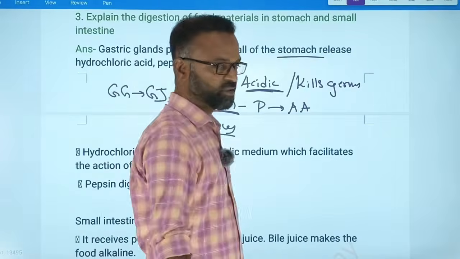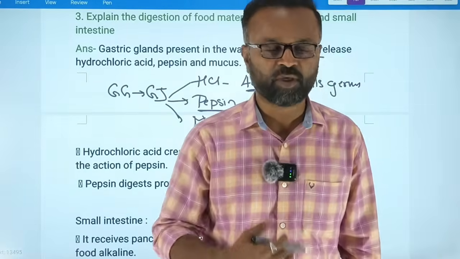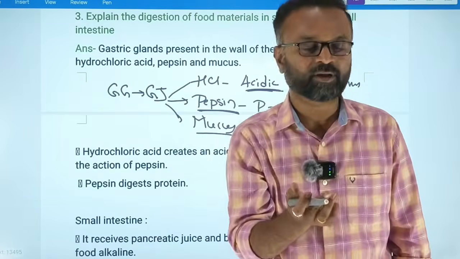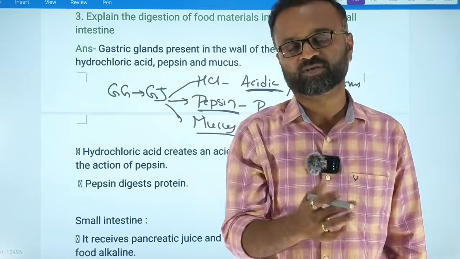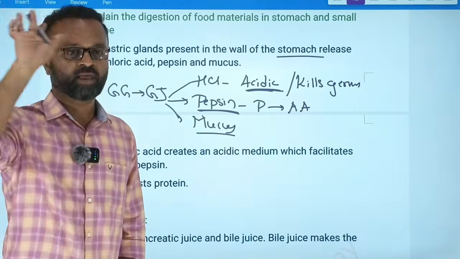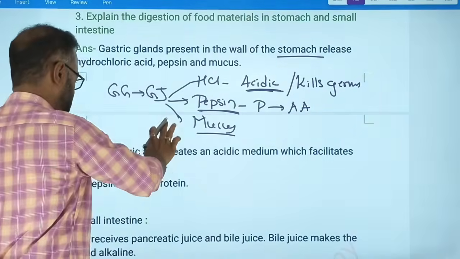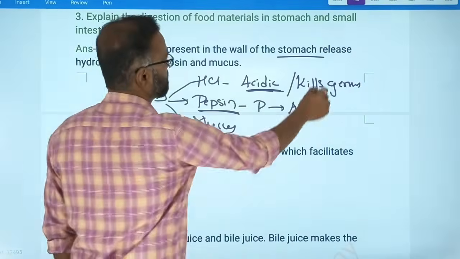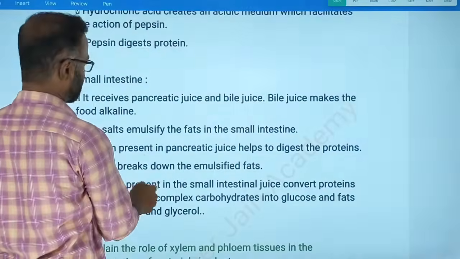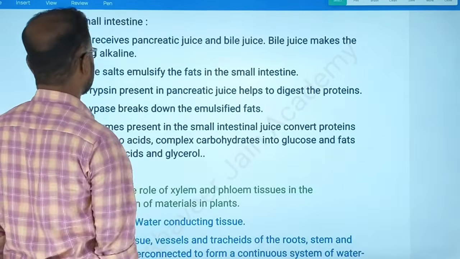Mucus. The inner lining of the stomach might burn because of the HCl, right? It is a strong acid. So to protect the inner lining of the stomach, there is a layer of mucus. So mucus will protect the inner lining of the stomach from the HCl. Very simple. Is this clear? Yes. The next one is the small intestine. Now see here.